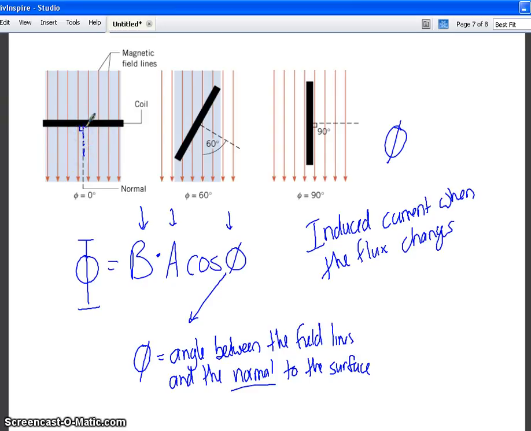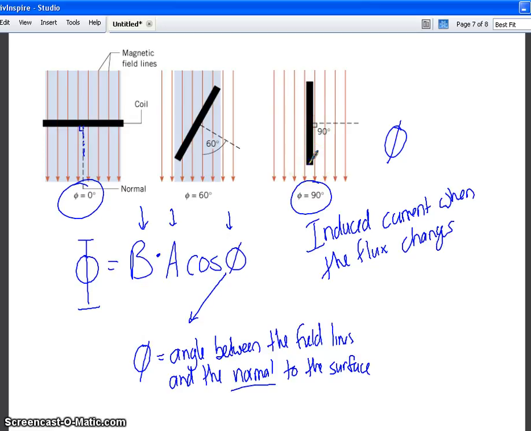So in this situation, the angle is 0 degrees because there is no angle between these field lines and this normal right here. So the cosine of 0 is 1, and we get maximum flux at 0 degrees. Notice here this is a 60-degree angle between the normal and the magnetic field lines, and this is a 90-degree angle between the normal and the magnetic field lines. At 90 degrees, we have 0 flux because no field lines are passing through this surface. This has an area, but no field lines are passing through that area. Okay, that's why we have the angle there.